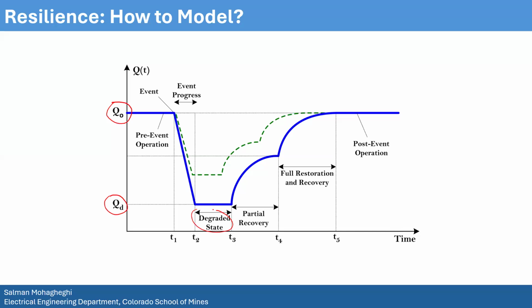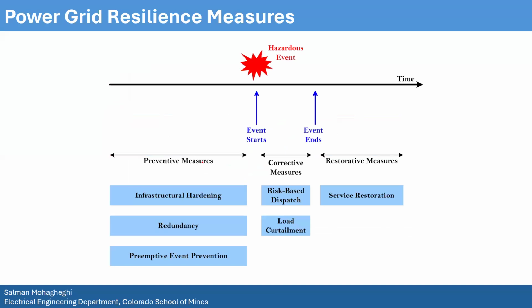Now, if we adopt resilience measures, we can improve certain aspects of this diagram. For example, we can reduce the level of degradation of that metric Q(t). Instead of going down to this level, we might go down to this level. We can shorten the duration of the degraded state before recovery starts, or we can speed up the recovery process.